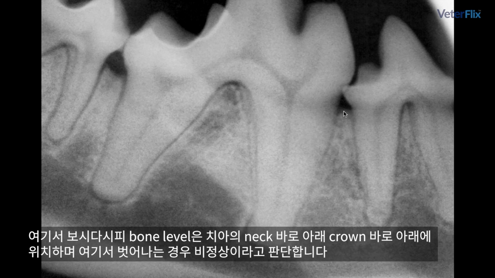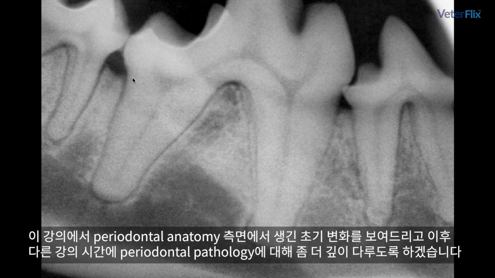We expect that bone level to be just under the neck of the tooth, just under the crown, as you see here. And any deviation from that is abnormal. And we'll show you some early changes in periodontal anatomy in this segment. And then we'll touch on that more deeply as we get into the periodontal pathology in a separate hour of the course.